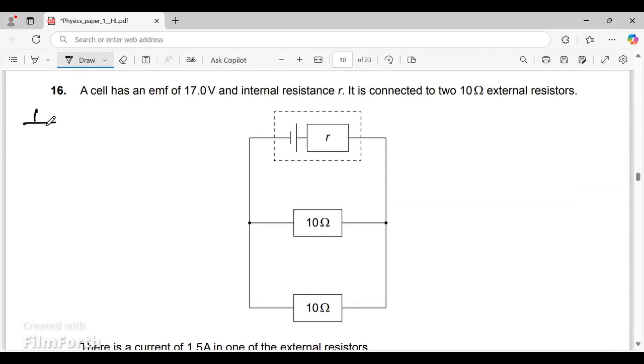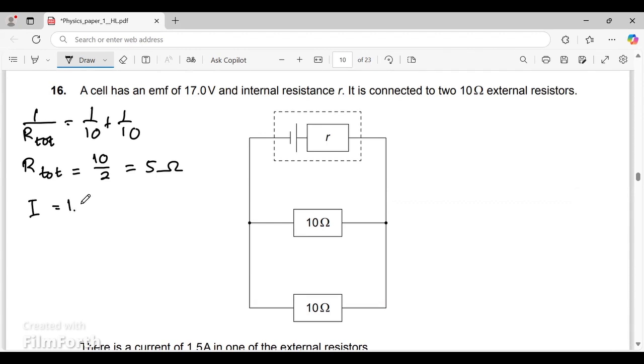Okay, so I'm going to find the total resistance: 1 over R equals 1 over 10 plus 1 over 10. So the total resistance equals 10 divided by 2, which is 5 ohms. And the total current is 1.5 amps plus 1.5 amps, which is 3 amps.